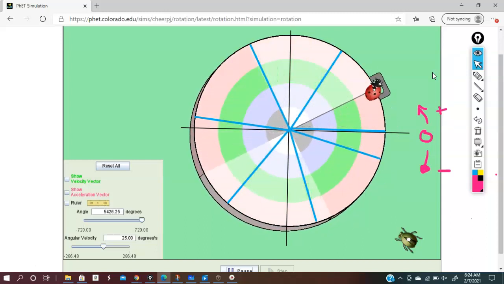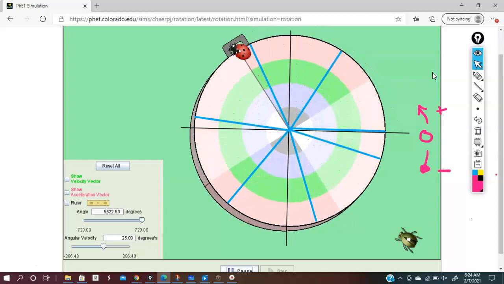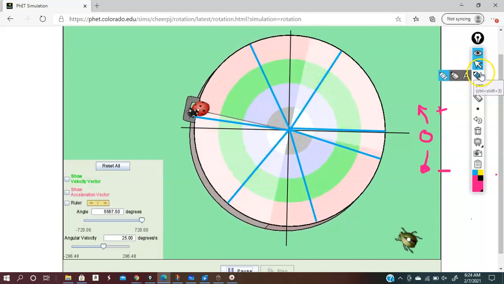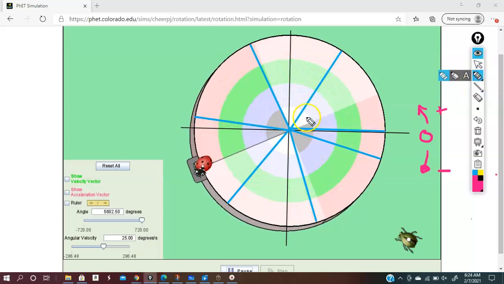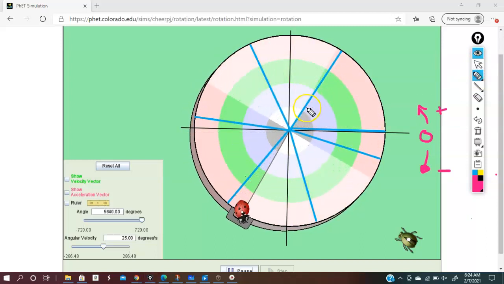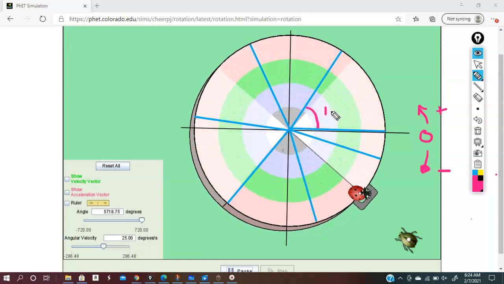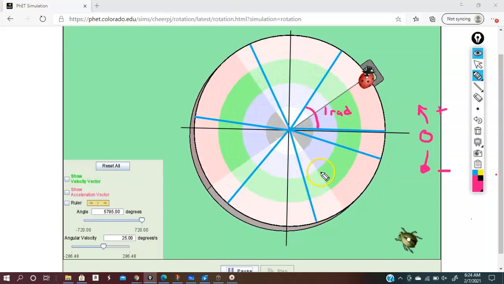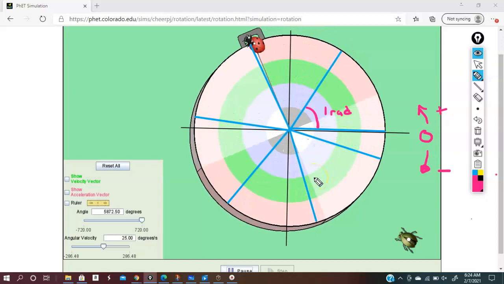It's going to be much more convenient, though, for us to use radians. And I've marked out some radians already here. So, for example, between these blue lines right here, that is 1 radian. And we can just put RAD for a radian. And so we're going to be measuring our angular displacement, how far something rotates or revolves, in radians.